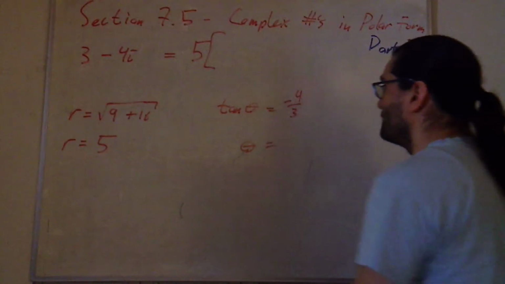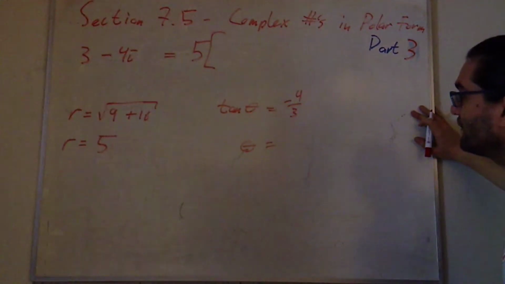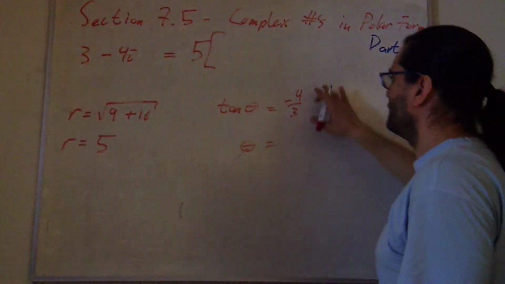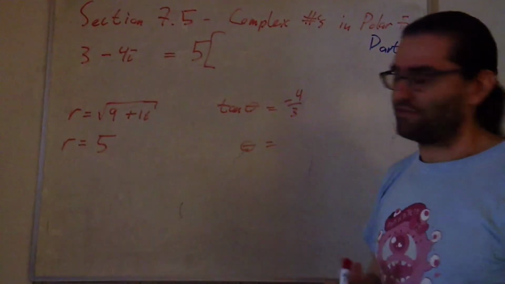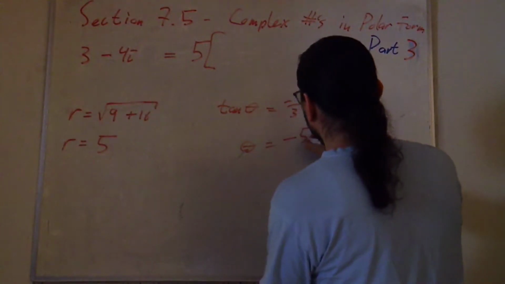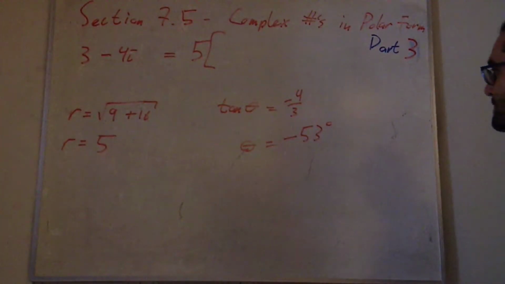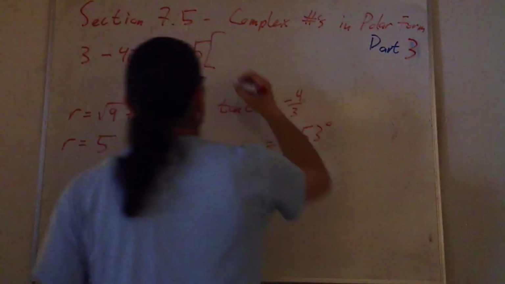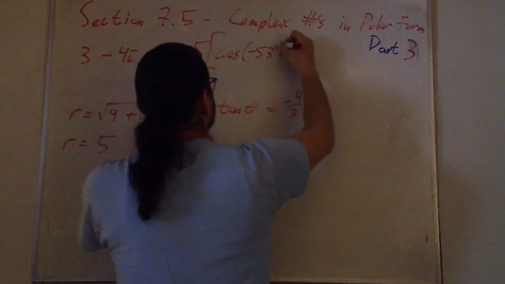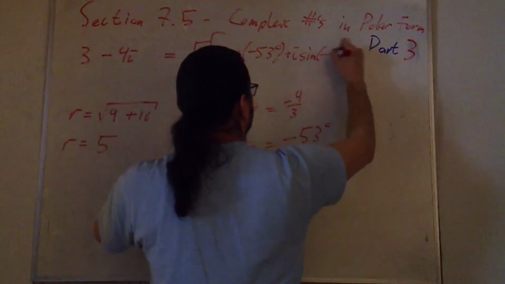This is not on the unit circle, so we're going to have to use a calculator to approximate this, which we've sort of already done in the first video. When it was positive 4 over 3, we got positive 53 degrees. It's negative, so we're probably just going to get approximately negative 53 degrees. That's what we should be expecting from this. So I'm going to put that in there. Cosine of negative 53 degrees plus i sine negative 53 degrees.